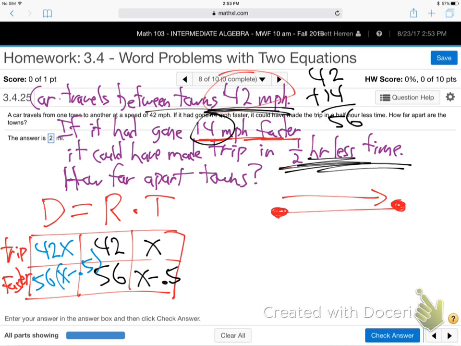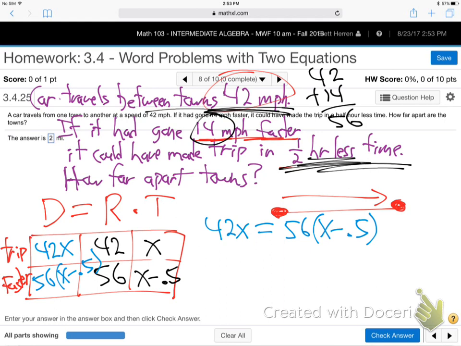What do you do? We've got to do something with that 42x. I'm being kind of sloppy here. We've got to do something with that 42x and with that 56x minus 0.5, don't we? What are we going to do with them? They didn't give us a total distance we can add up to equal or anything. What can we do? What do you think? Sticking equals in between?